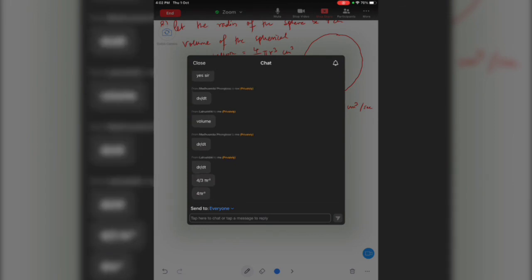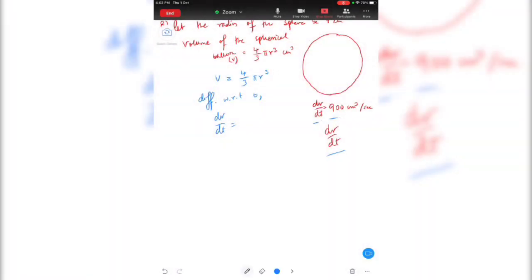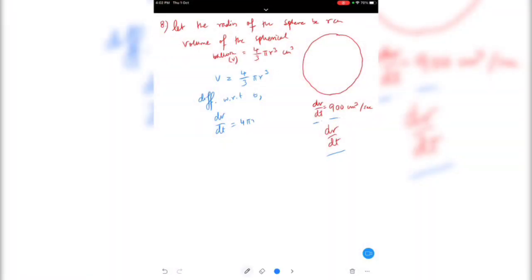Not just 4 pi. Yes, 4 pi r square is right, but that's not it. It will be 4 pi r square dr dt. Because look, 4/3 pi, and differentiation of r cube is 3r square dr dt. So 3 gets cancelled. 4 pi r square dr dt.